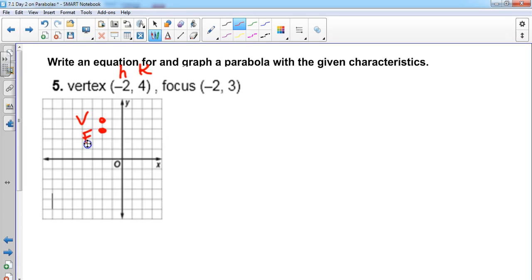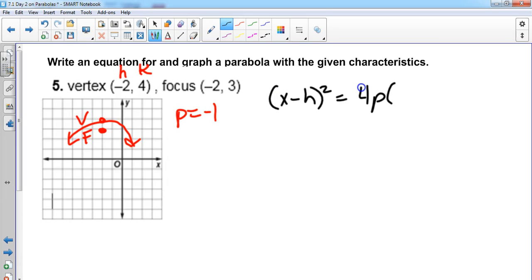If that's the focus, which way does this open? Seth, can you tell me which way it opens? Okay, and what's P? Yep, negative 1. Good job. And then for these kind of problems where they want you to just write an equation, I know it says graph and whatever. I just write an equation. Just do a rough sketch and write an equation. I'll be happy. P is negative 1. So, parabola that opens down. I go to my sheet and it says a parabola that opens down has this equation. If I plug all that in, what do I get?